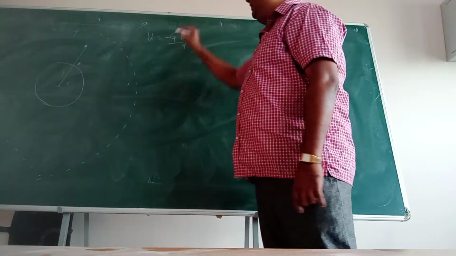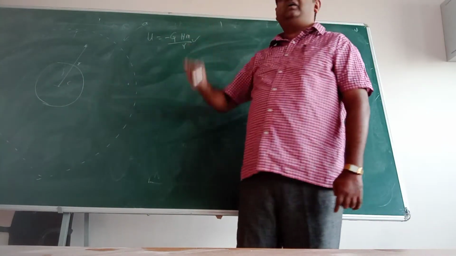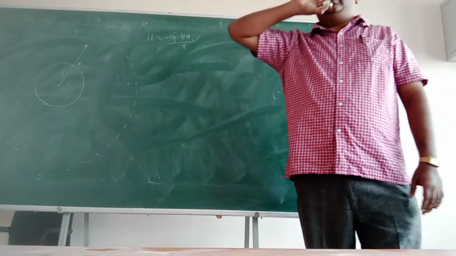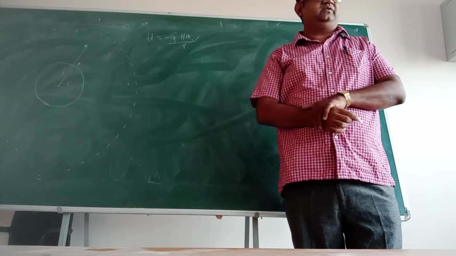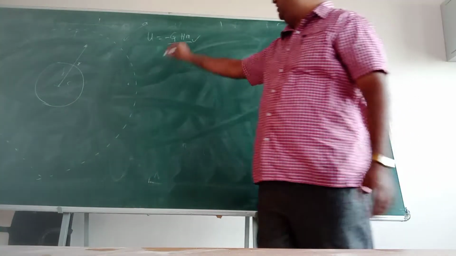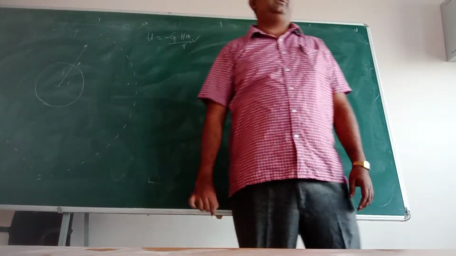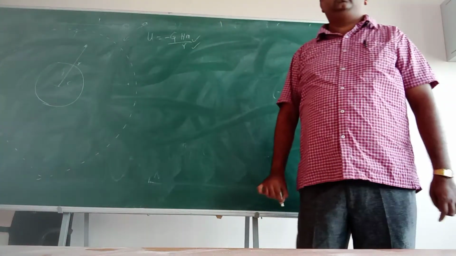What is this capital M? It is the mass of the Earth. What is the small m? It is the body which you have projected there. It can be a satellite. It can be anything. Right? What is this r? r is the distance from the center to that particular object. Okay? So this is the potential energy.